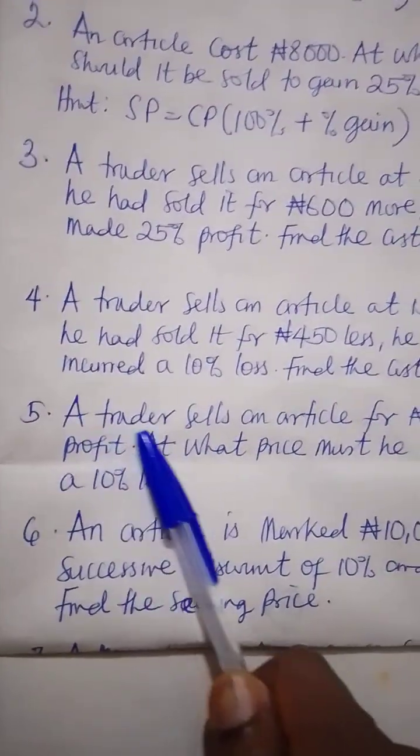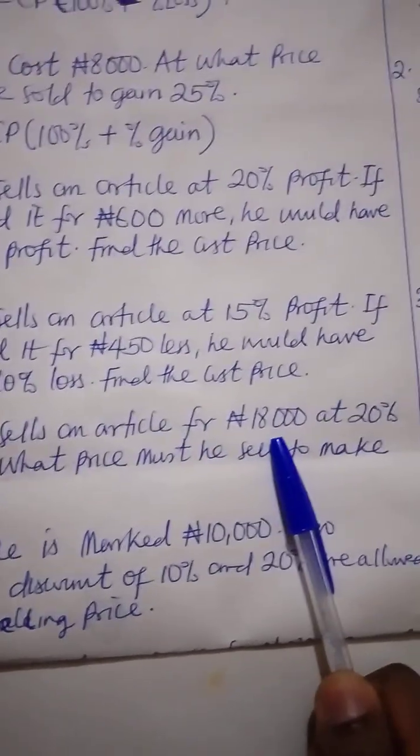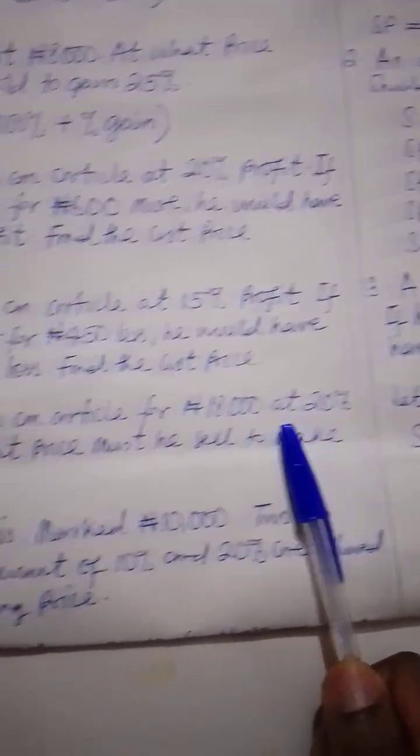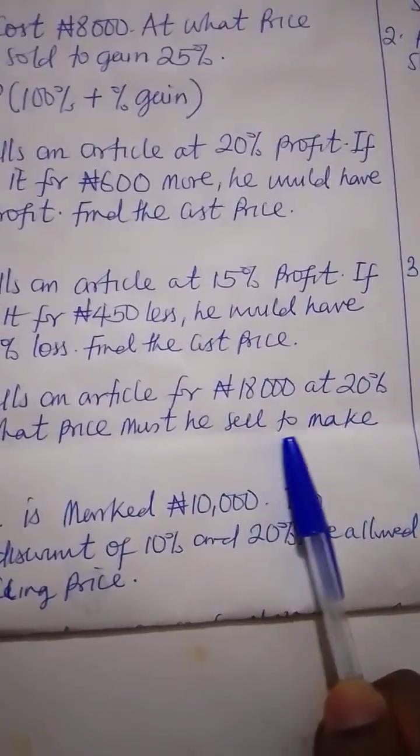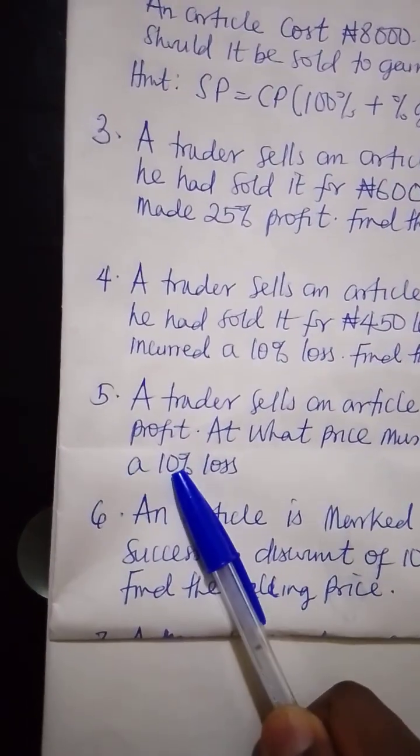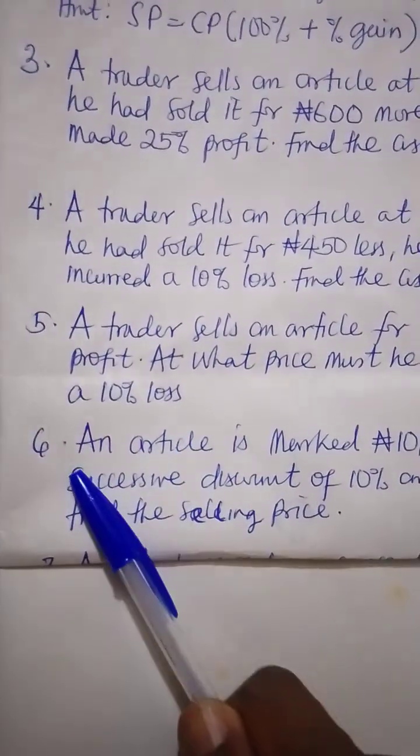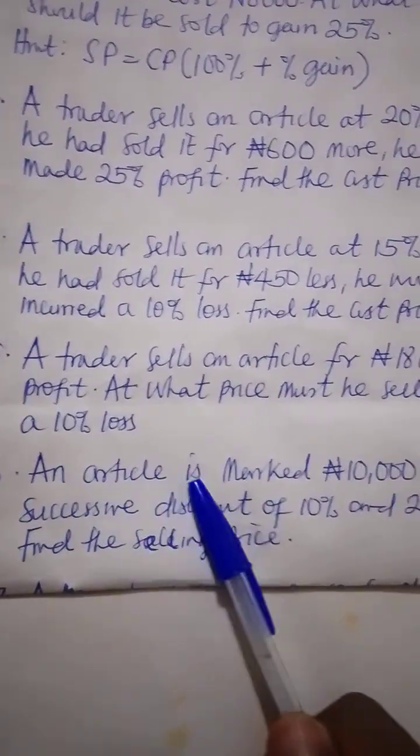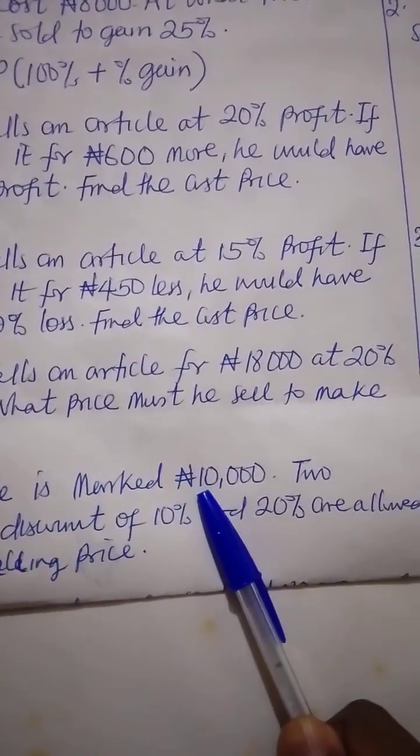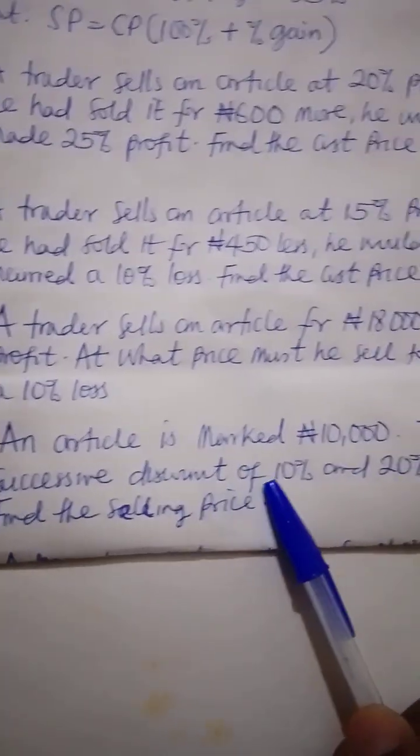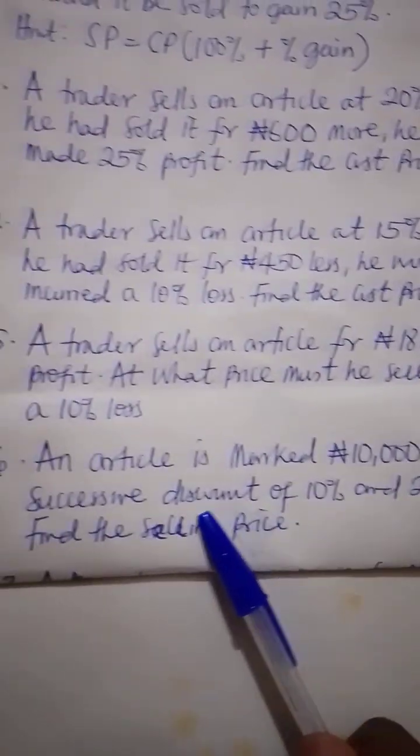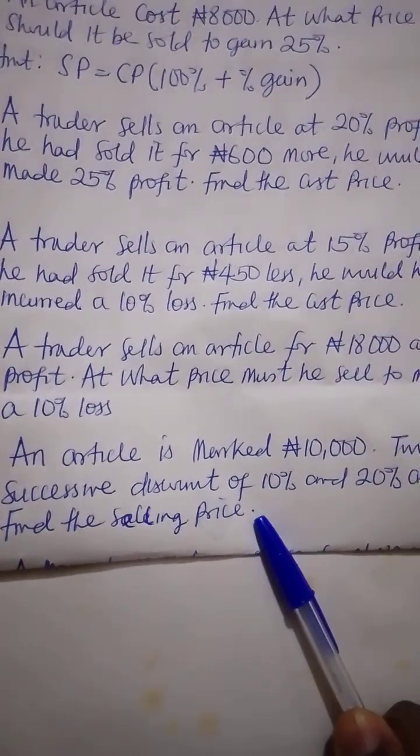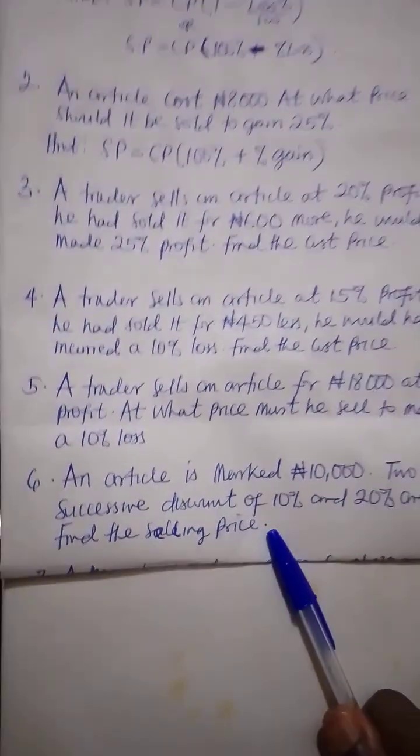Question 5. A trader sells an article for 18,000 at 20% profit. At what price must he sell to make a 10% loss? Question 6, which is the last question. An article is marked 10,000 naira. 2 successive discounts of 10% and 20% are allowed. Find the selling price.